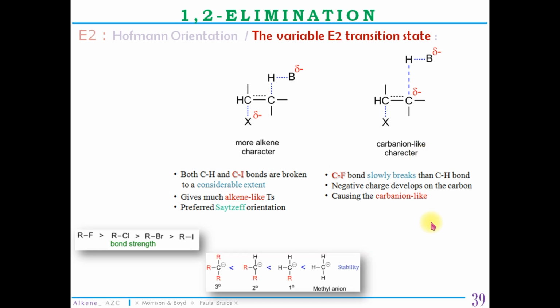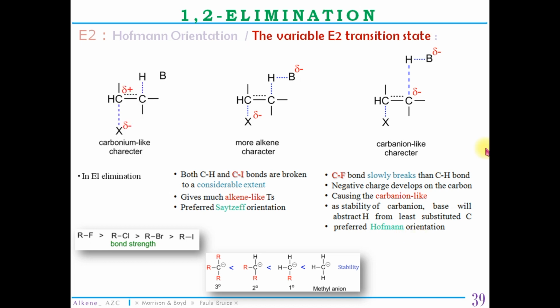And we know methyl anion is most stable and tertiary carbanion is least stable. So as per the stability of carbanion, the base will abstract hydrogen from the least substituted carbon, which is the preferred Hofmann orientation. We have also another transition state which is carbocation-like in character, where the base is not participating in the particular transition state. This we will see in E1 elimination mechanism.